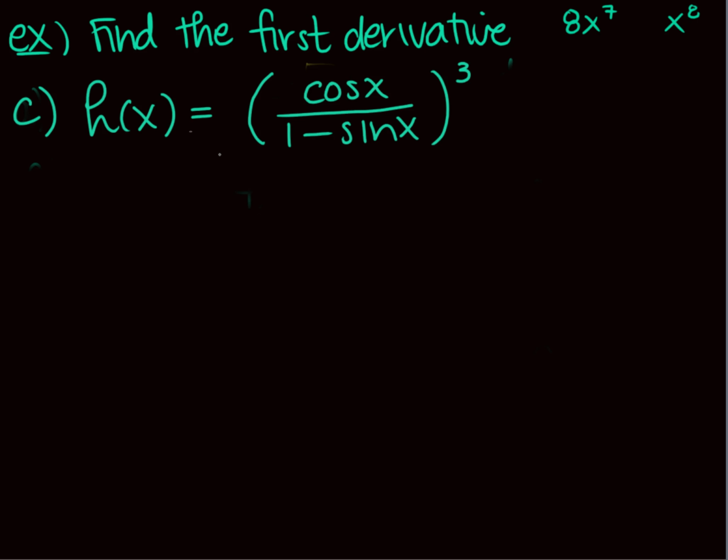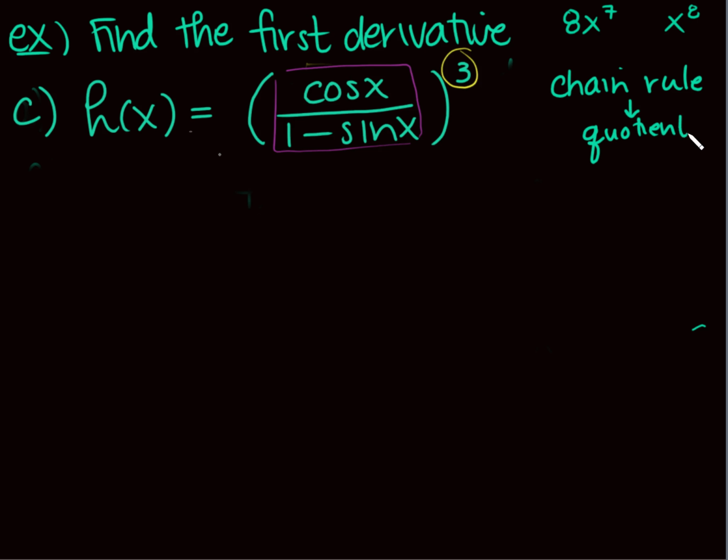So what's my outside function? Again, my outside function is the 3, right? What's my inside function now though? It's cosine of x all over 1 minus sine x. When we talk about these rules for differentiating, we want to think about what's my overall outside rule, and then what rule might come up as I work with that outside rule. My overall outside rule here is the chain rule. Within the chain rule, I'm going to see the quotient rule, and inside the quotient rule, I'm going to have some trig derivatives. So my outside rule is the chain rule.